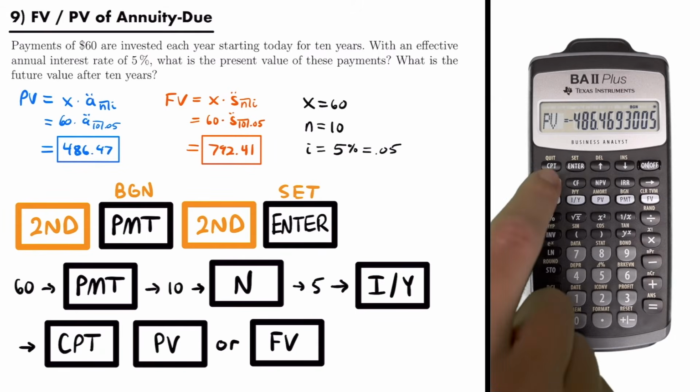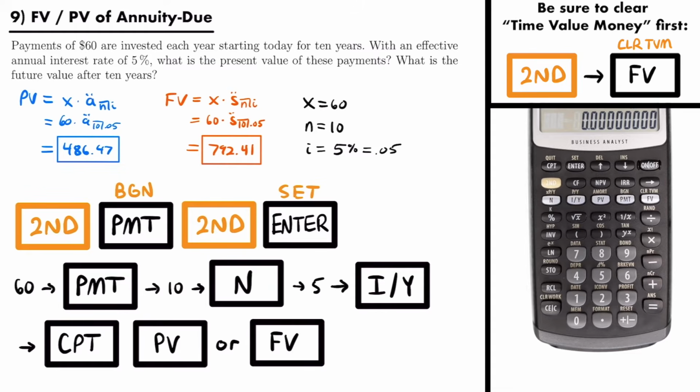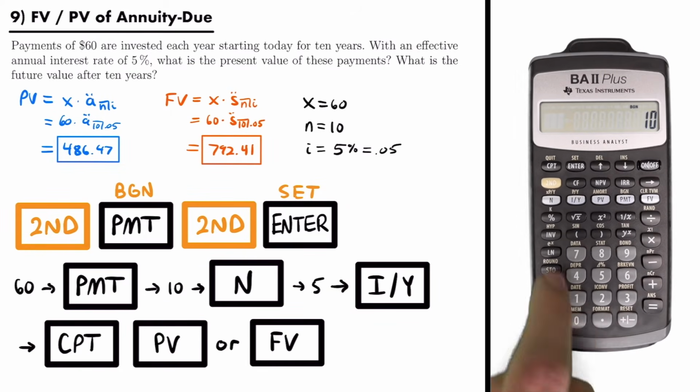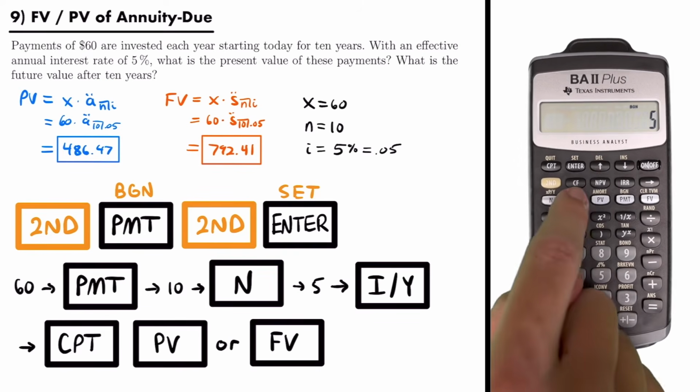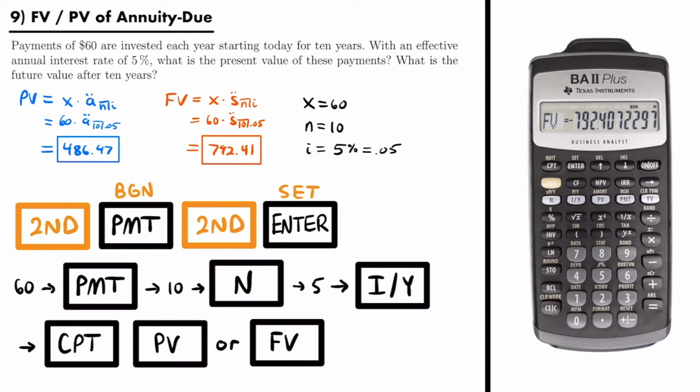And so I'm going to hit second clear work, and then we'll clear everything there. And then we'll plug in all our values again. And so we'll have 60 as our payment, 10 as our value of n, and 5 as our interest rate. And then we'll hit compute future value, and that will give us $792.41 if we round, and that will match up with our future value right here when we calculated that by hand in one of my other videos.